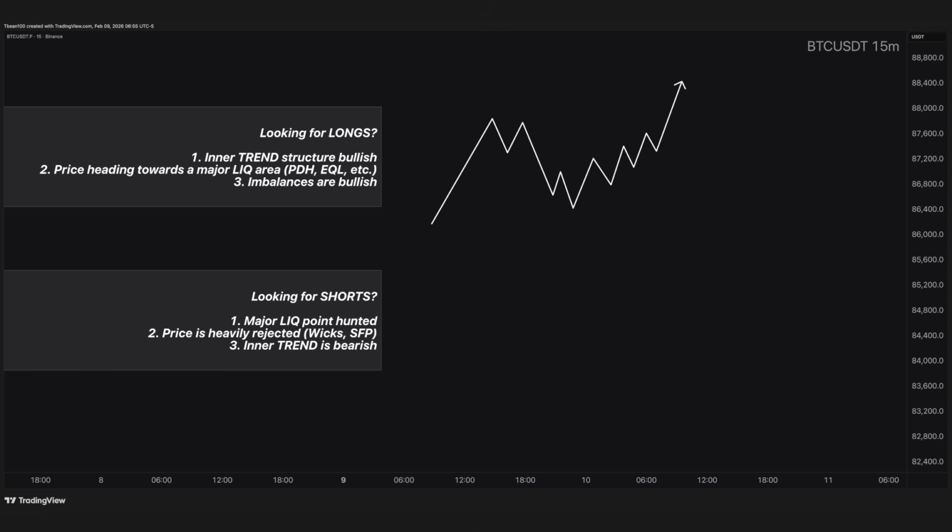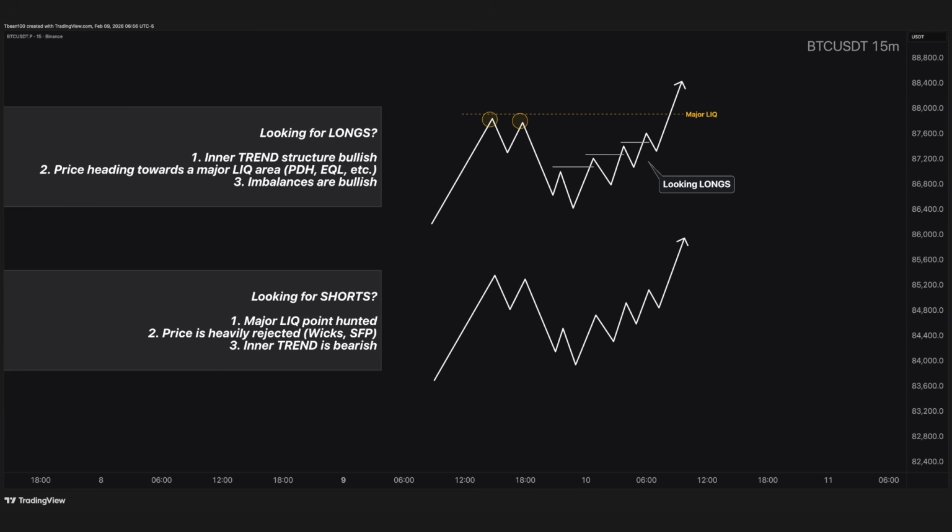When it comes to longs, if you notice that the internal trend structure is clearly bullish, that is usually a really strong clue. Then you want to ask yourself, is the price moving towards a major liquidity level like the previous week's high or a set of equal highs? Then another small clue is when the imbalances are bullish and actually supporting the overall trend in the direction. That's basically how you should be looking and thinking about long trades in the market.